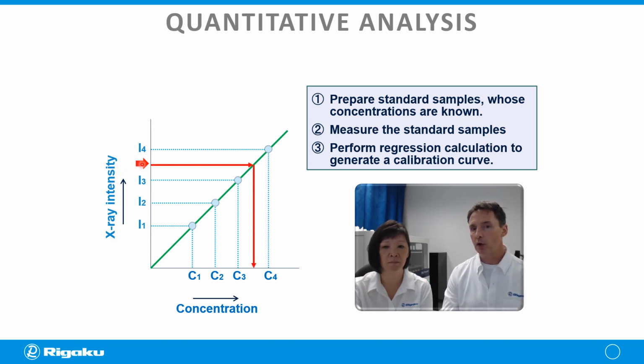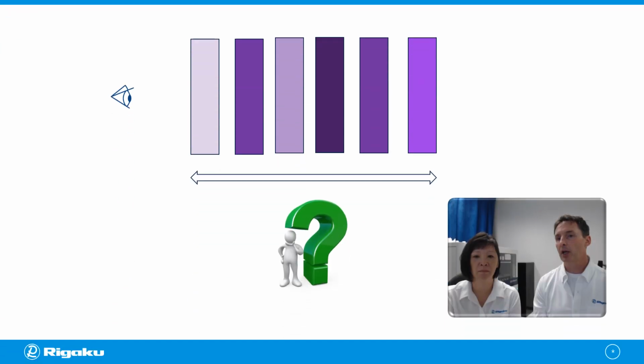We then run unknowns against it, interpolate that against the regression, and then we get a concentration as a known value. Okay? The nice thing about XRF is these calibrations are stable.